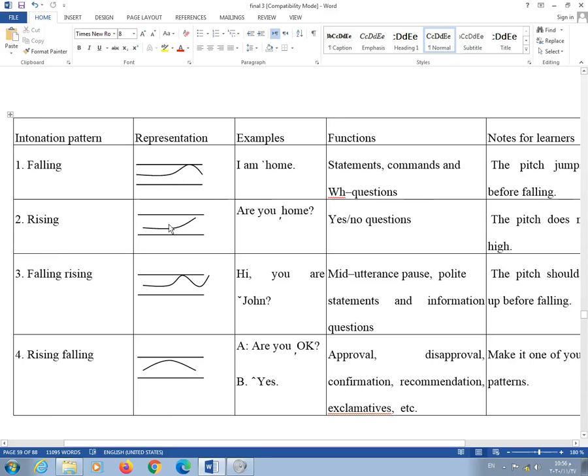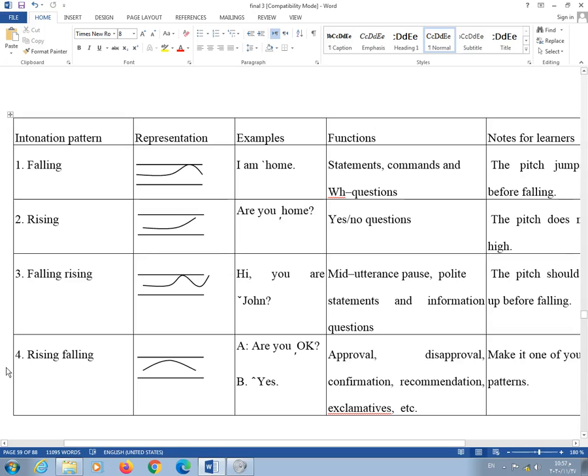Number 2, rising. Okay, you start low and then your voice moves up, as you see. Are you home? We use it with yes/no questions. Falling, rising, as you see, you start up and then fall and then up again. For example, hi, you are John. Okay, I'm not sure. And this is used with mid-utterance pause, polite statements, and information questions.